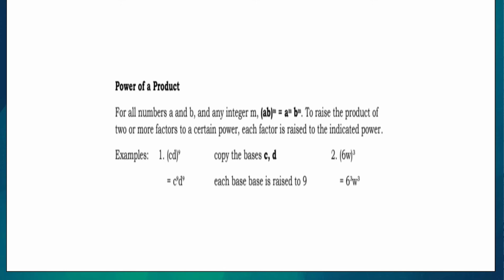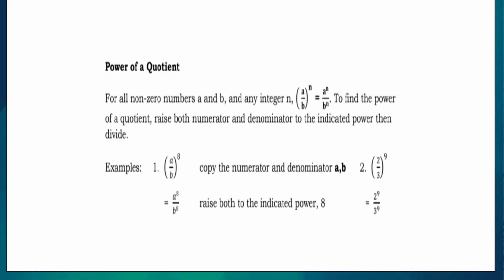Power of a quotient. For all non-zero numbers a and b and any integer n, a over b to the power of n is equal to a to the power of n over b to the power of n. To find the power of a quotient, raise both numerator and denominator to the indicated power, then divide.